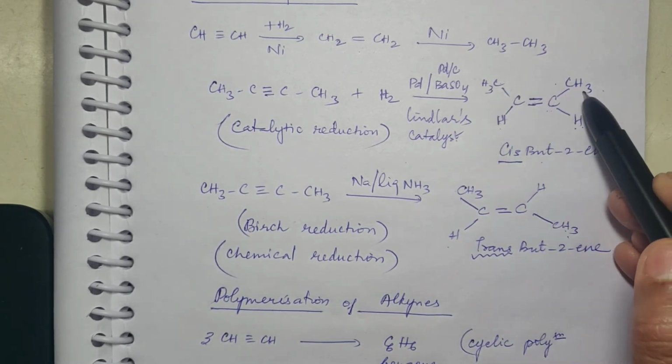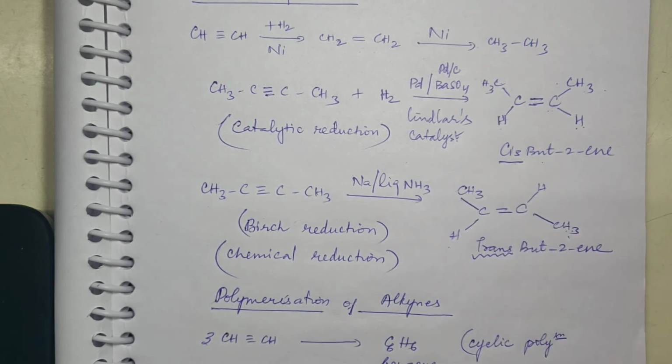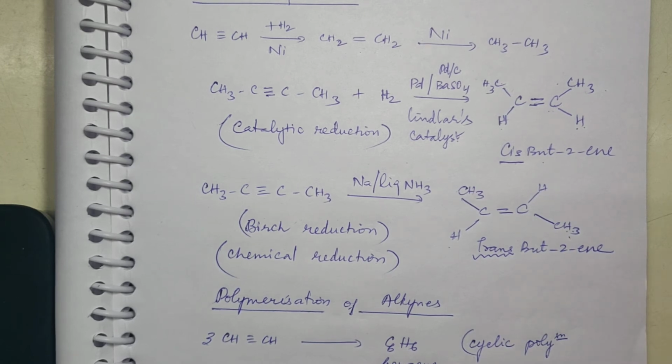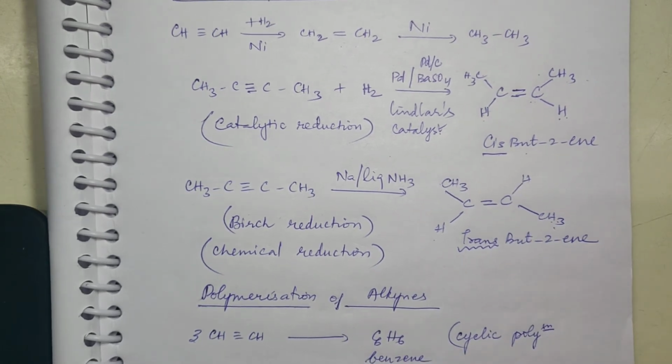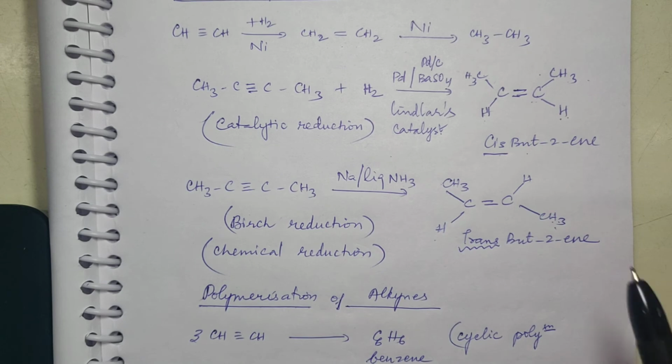If they are on the same plane, it is called cis. If they are on opposite planes, then it is called trans. So you get trans-butene. So only this you have to remember, that is enough. Okay, this much is enough. What is meant by cis, what is meant by trans? We will see more about it in the next class.